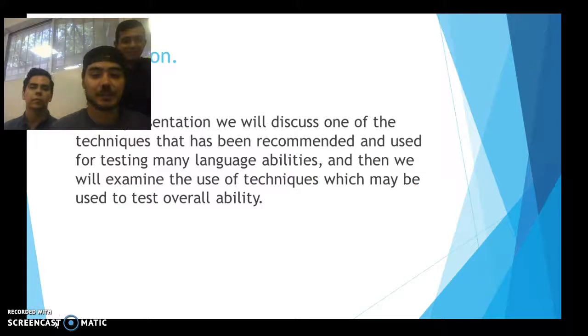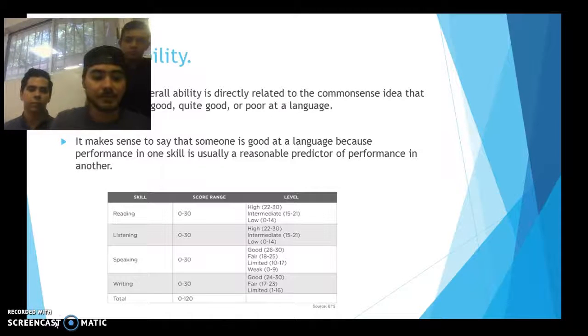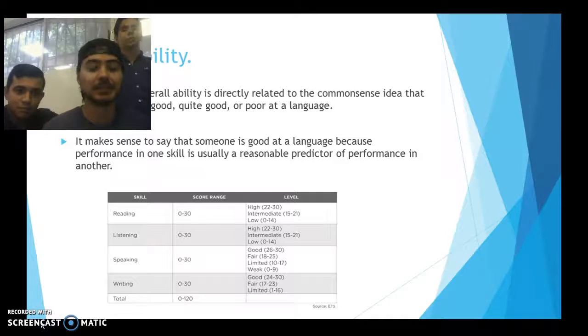In this presentation, we will discuss one of the techniques that has been recommended and used for testing many language abilities. And we will examine the use of the techniques which we use and test in overall ability. The notion of overall ability is directly related to the common sense idea that someone can be good, quite good, or poor at language. It makes sense to say someone is good at the language because performance in one skill is usually a reasonable predictor of performance in another.